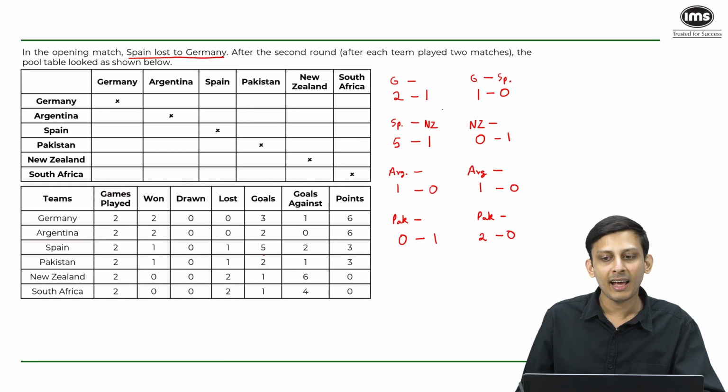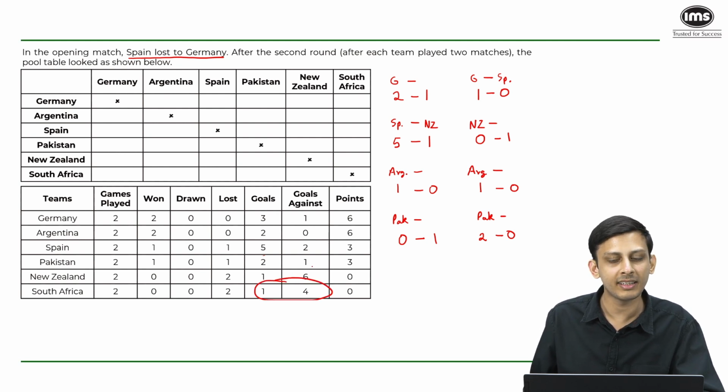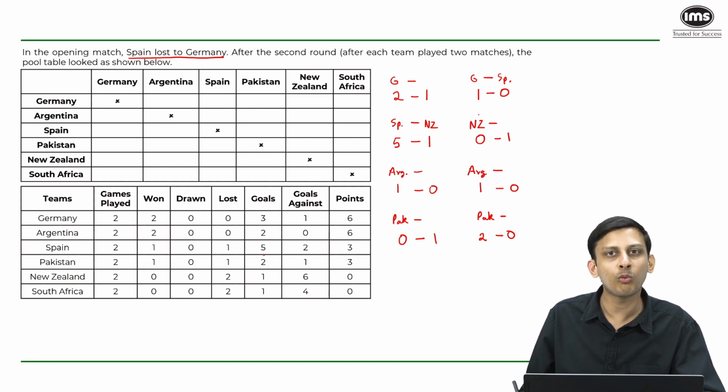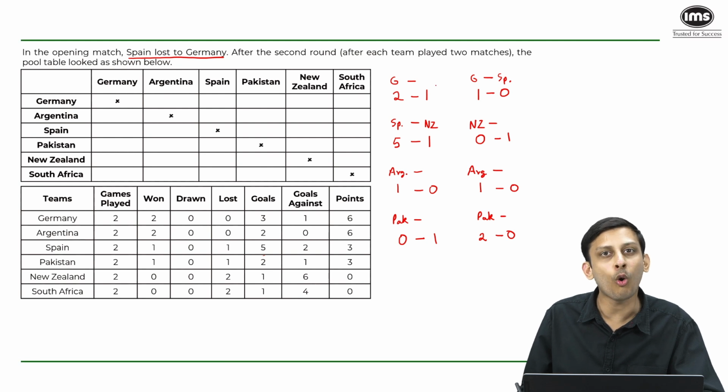Now that we have these matches, we can see that we have the 2 matches of Germany, the 2 matches of Spain, 2 matches of New Zealand, 2 matches of Argentina, 2 matches of Pakistan. Now we just have to think about the 2 matches of South Africa. But here we have 1 and 4 for South Africa, which will give us multiple possibilities. So instead of that, let us just think about the matches we have so far and think about what are the possibilities for the opponents.